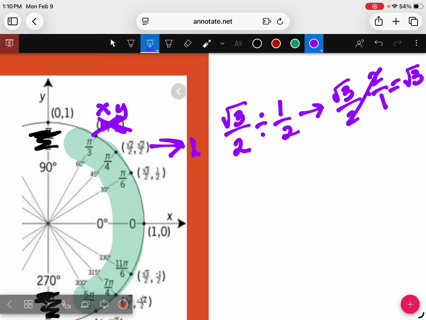But let's go ahead and work that out. For pi over 6, I'm taking 1/2 divided by root 3 over 2, which again, we do our keep, change, flip.